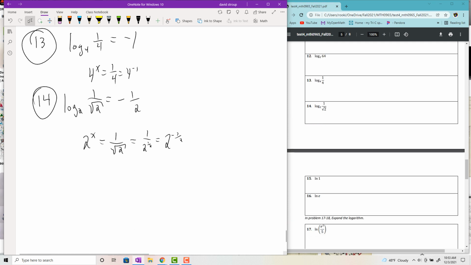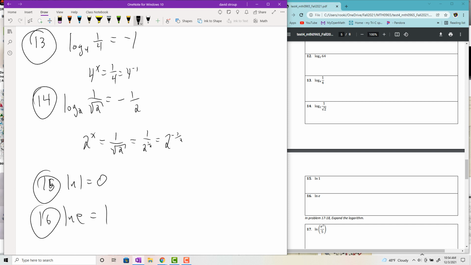You should also know these logs. Those are the two most important natural logs there in 15 and 16. 15, the ln of 1 is 0. And 16, the ln of e is 1. Okay? Because remember, the natural log is log base e. So log base e of 1 asks, e to what power equals 1? Of course, that's 0. Log base e of e asks, e to what power is equal to e? That's just 1.